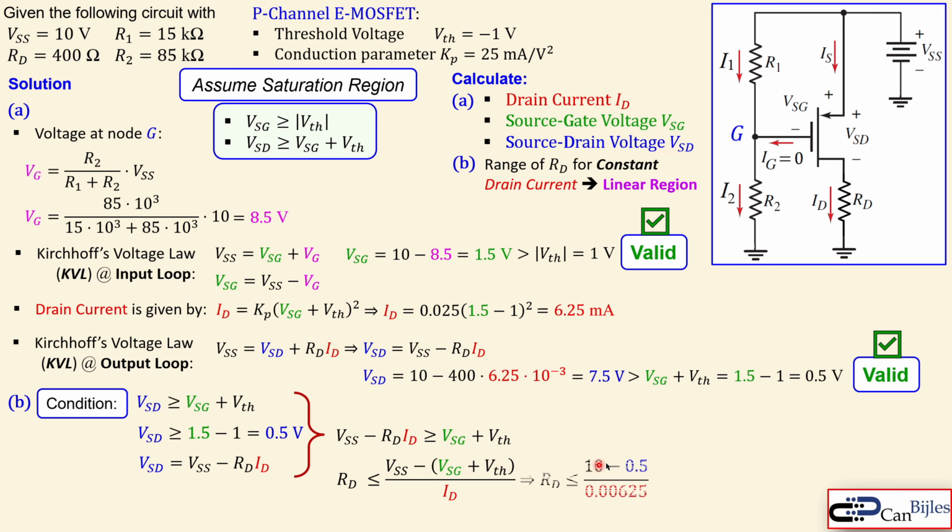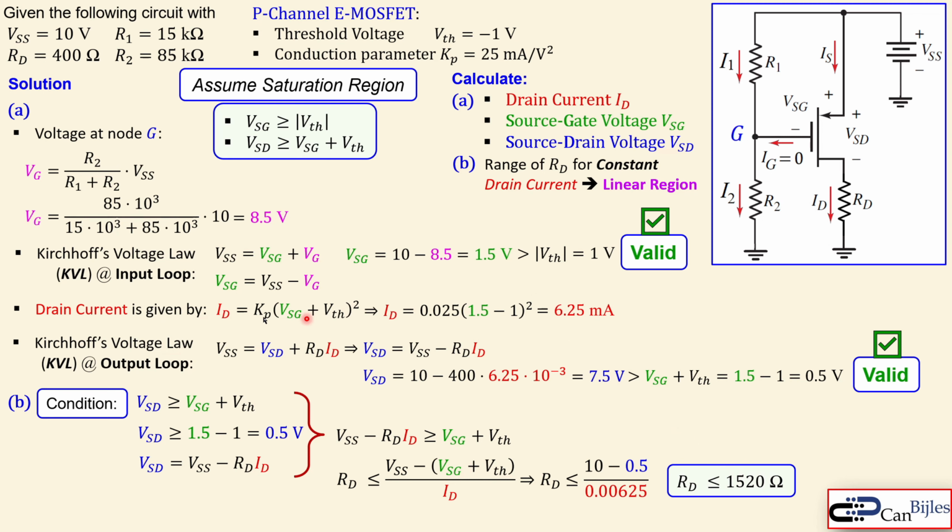So if you now substitute the values in here, this is of course the 0.5, which is shown here. So that will be 10 minus 0.5 over the 6.25 milliamps, because we want to stay in the constant drain current region. That will give us 1.52 kilo ohms or 1520 ohms. So if I stay below this value, at the edge of the value, my current will be still constant, and I can use this formula.